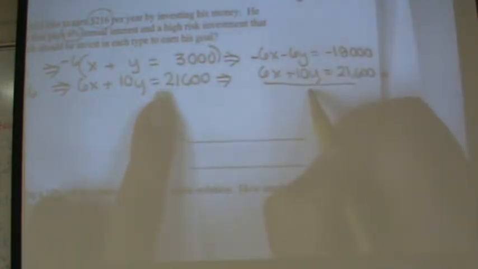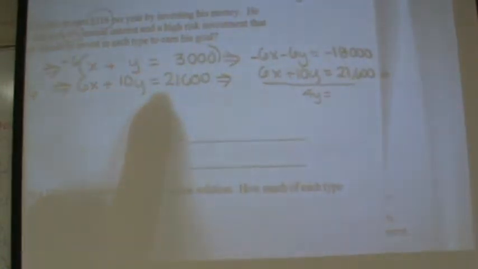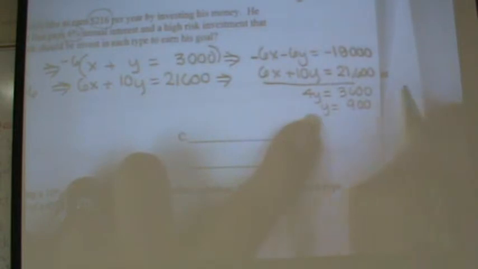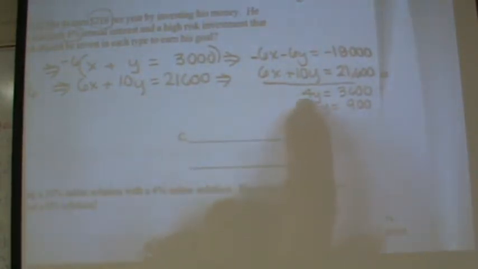Now I'm trying to conserve paper, that's why I didn't give you a lot of room. So you get 4y equals 21,600 minus 18,000. I got 3,600. So that's 900. Is that right? Yeah. 900. 4 goes into 36 9 times and then 2 zeros.